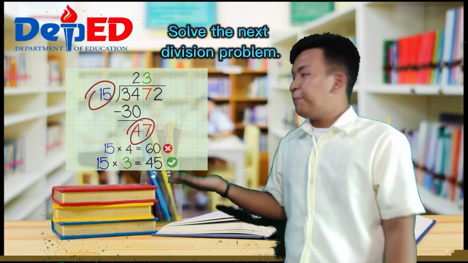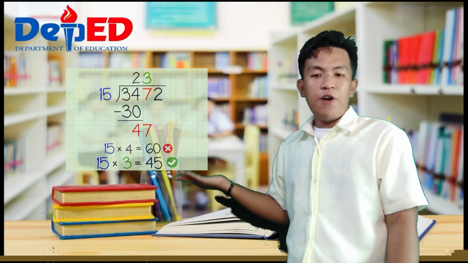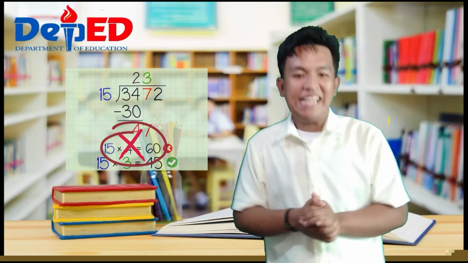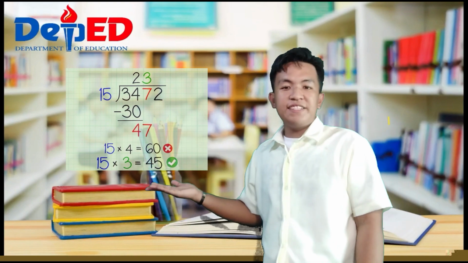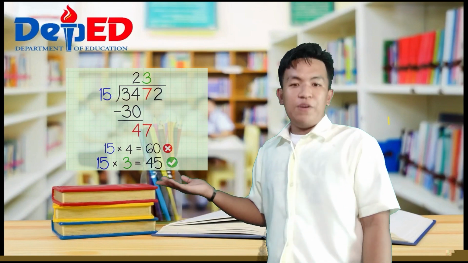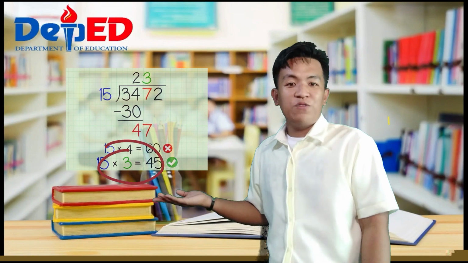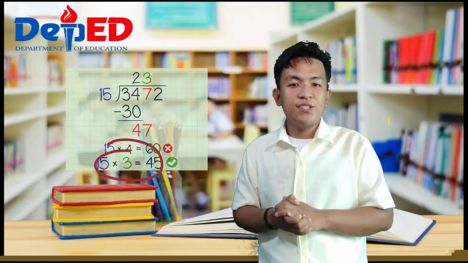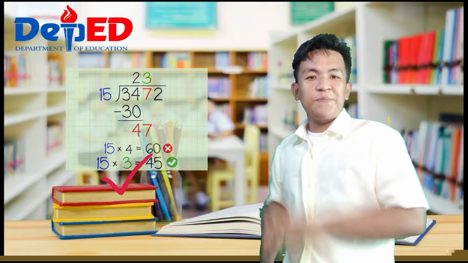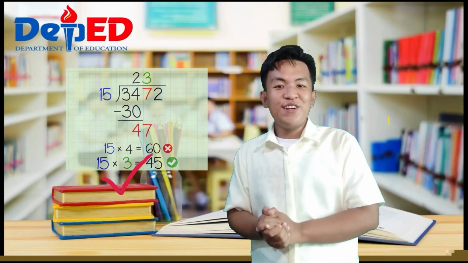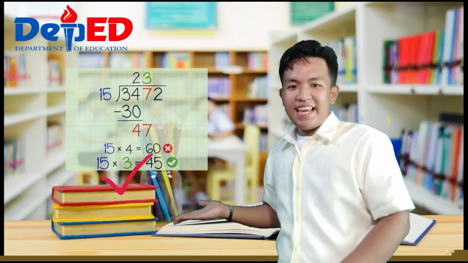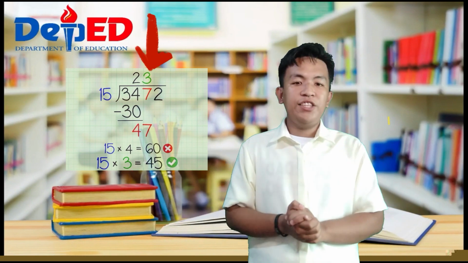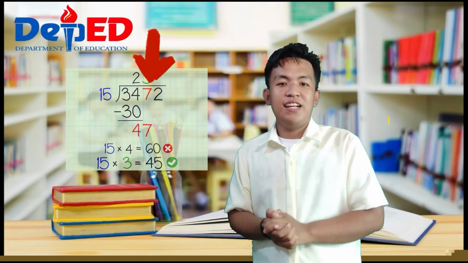Let's try 4. 15 times 4 is equal to 60. But nope, too high. We'll try 3 instead. 3 times 15 is equal to 45. Smaller than 47 but close to it. Perfect. The answer is 3. So we'll write it above the 7 on the answer line.